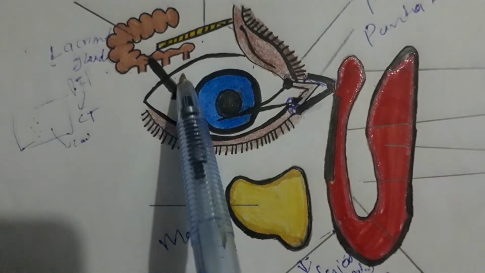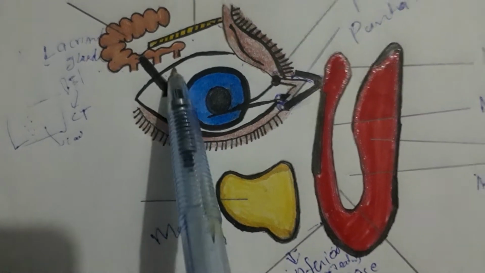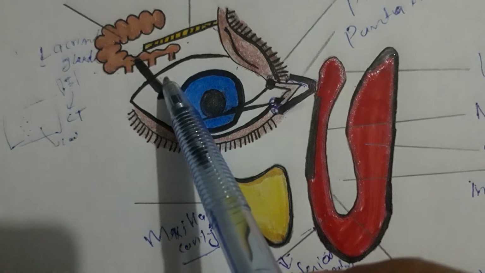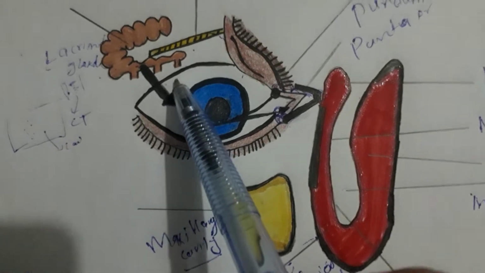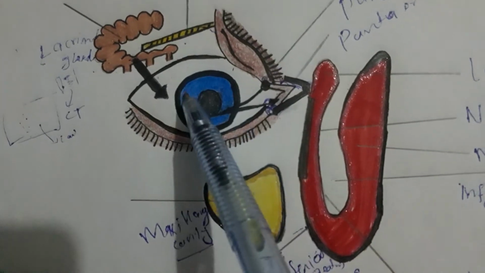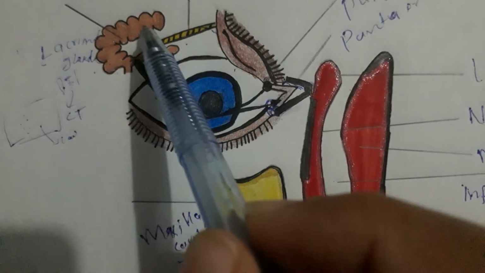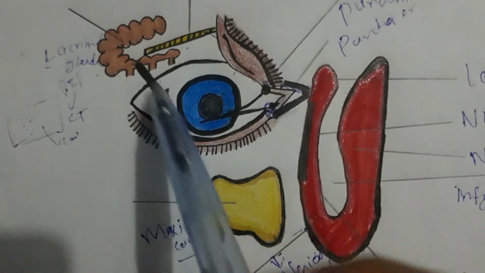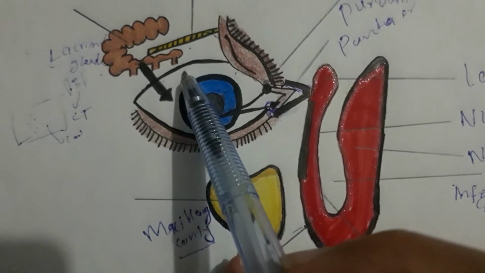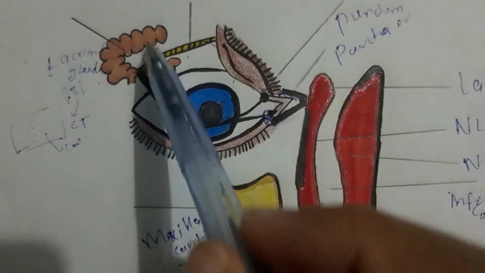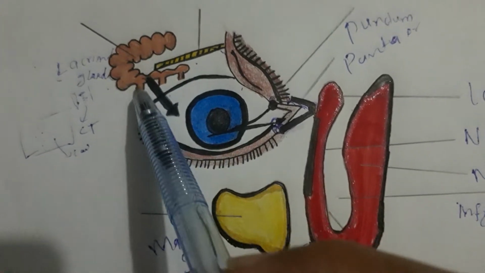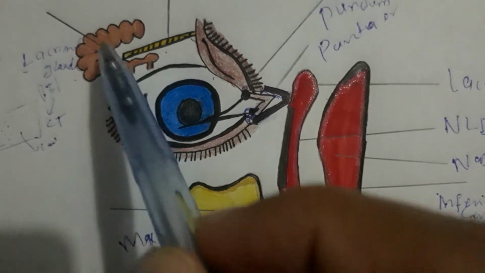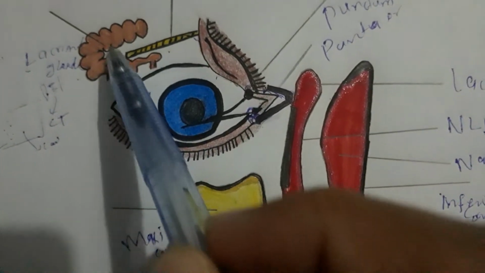Small accessory glands are also present here, sufficient to keep the surface moist. The main function of the lacrimal gland is to produce the aqueous layer of the tear film. This was the general arrangement of the lacrimal gland. Now we discuss the structure of the lacrimal gland.